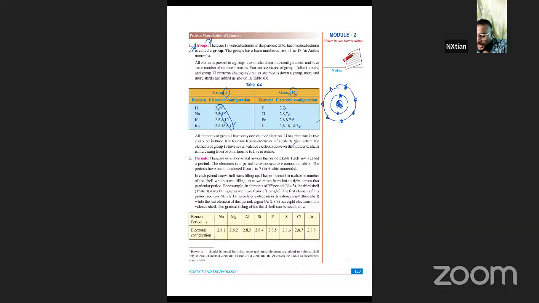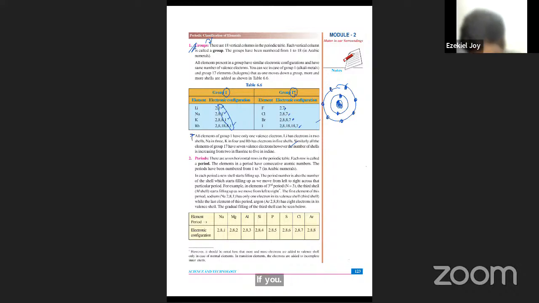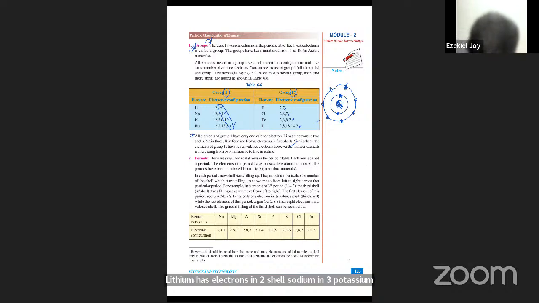Understood? Yeah, read it. All elements of group 1 have only one valence electron. Lithium has electrons in 2 shells, sodium in 3, potassium in 4, and rubidium in 5 shells. Similarly, all the elements of group 17 have 7 valence electrons. However, the number of shells increases from 2 in fluorine to 5 in iodine.